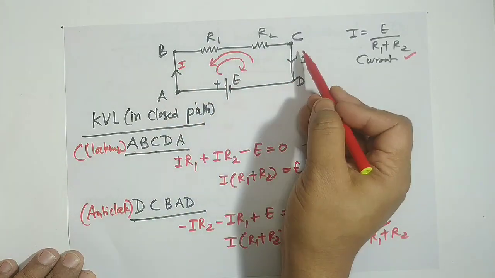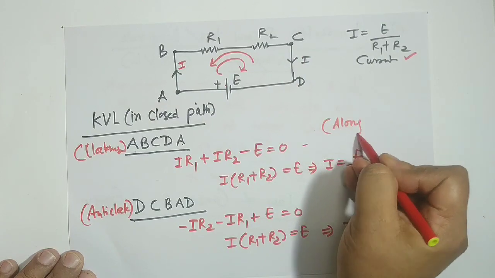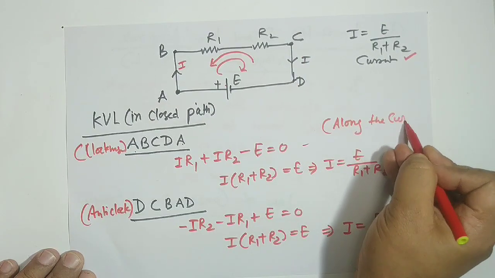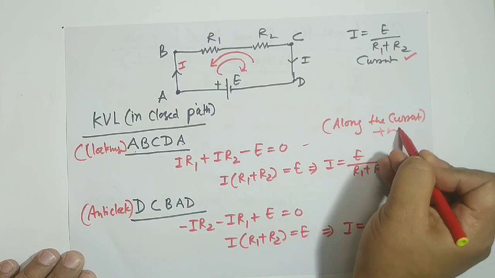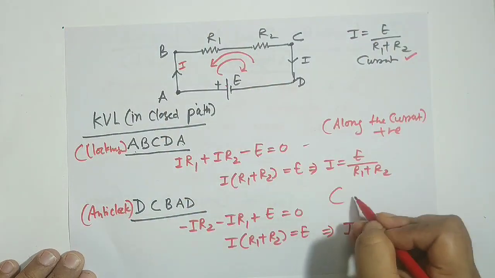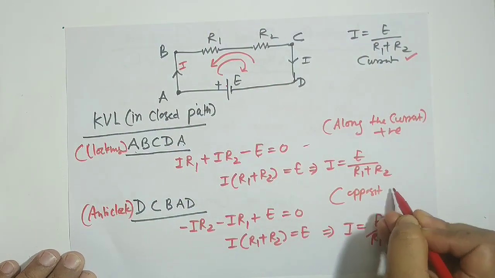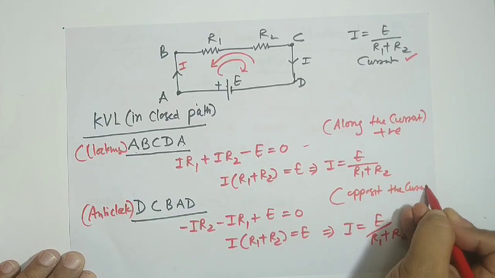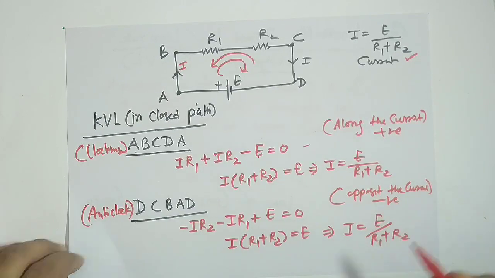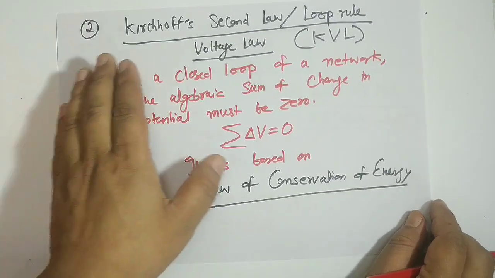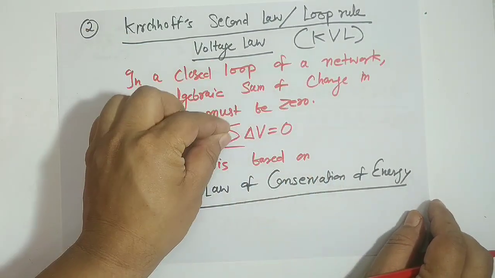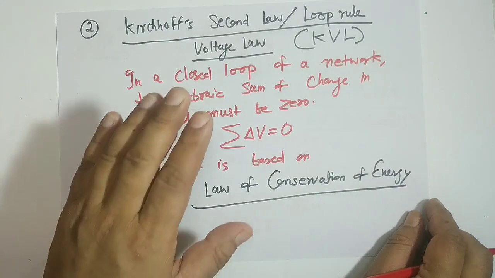When you are along the current, then it is positive. But when you are opposite to the current, then you have to take negative. Are you getting it or not? So this is how we are going to apply Kirchhoff's voltage rule. So this is Kirchhoff's second law. In a closed path, the total sum of the voltage will be 0. Law of conservation of energy.